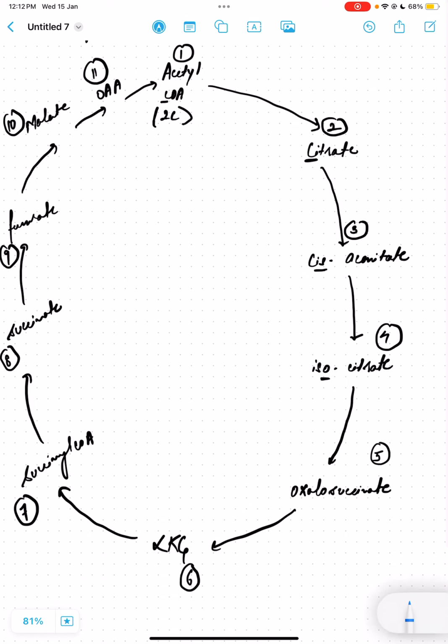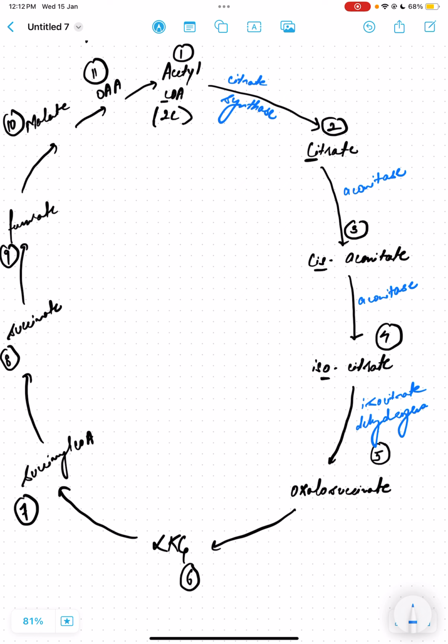Now what's most important is the enzymes. Acetyl coenzyme A is converted to citrate with the help of the enzyme called citrate synthase. From citrate to cis aconitate, we have the enzyme called aconitase. From cis aconitate to isocitrate, we also have the aconitase enzyme. From isocitrate to oxalosuccinate, we have isocitrate dehydrogenase.